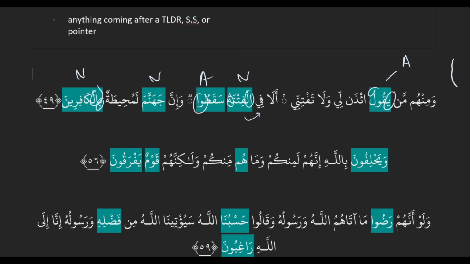يحلفون. Okay. I have una at the end and ya at the beginning. Yep. Ya and una is present tense indicators for they. So this is a present tense. It's a present tense action.